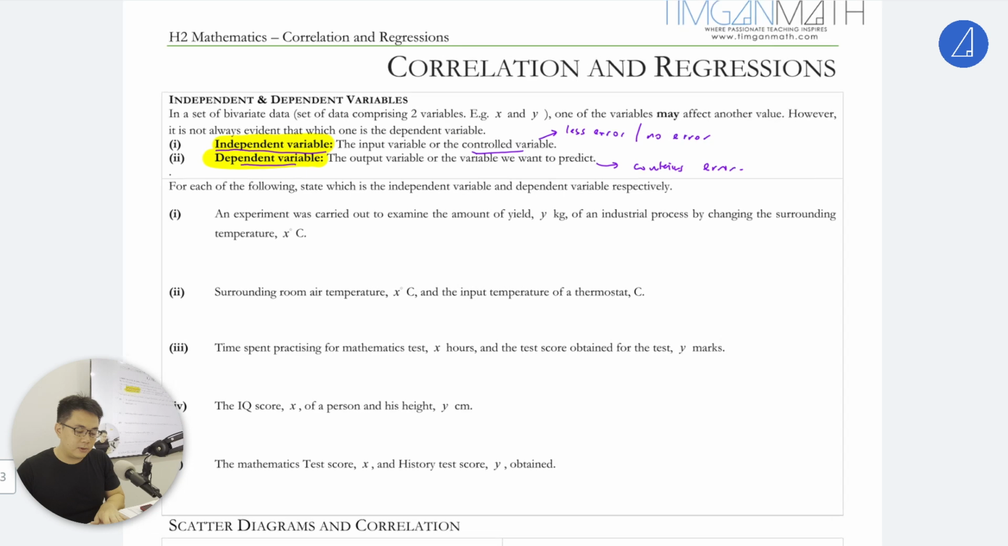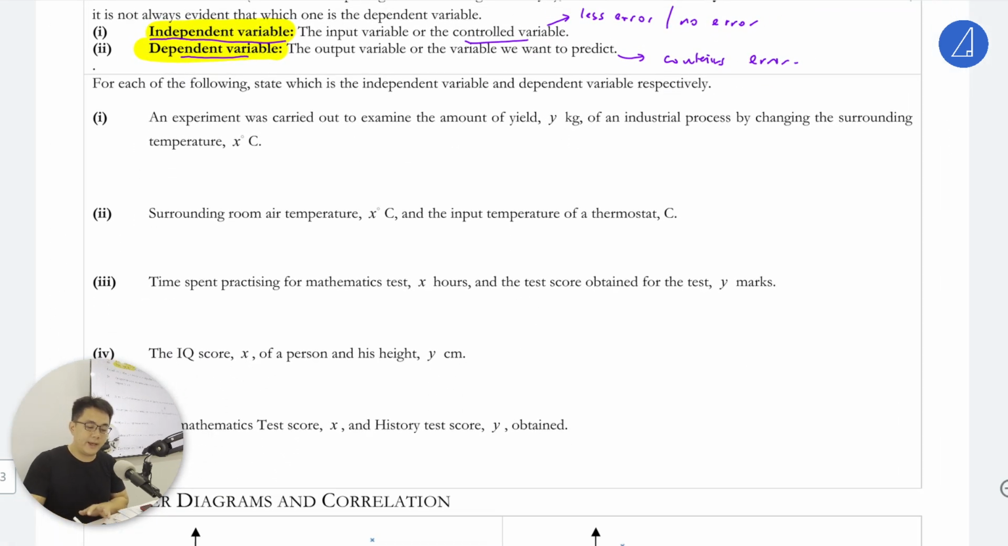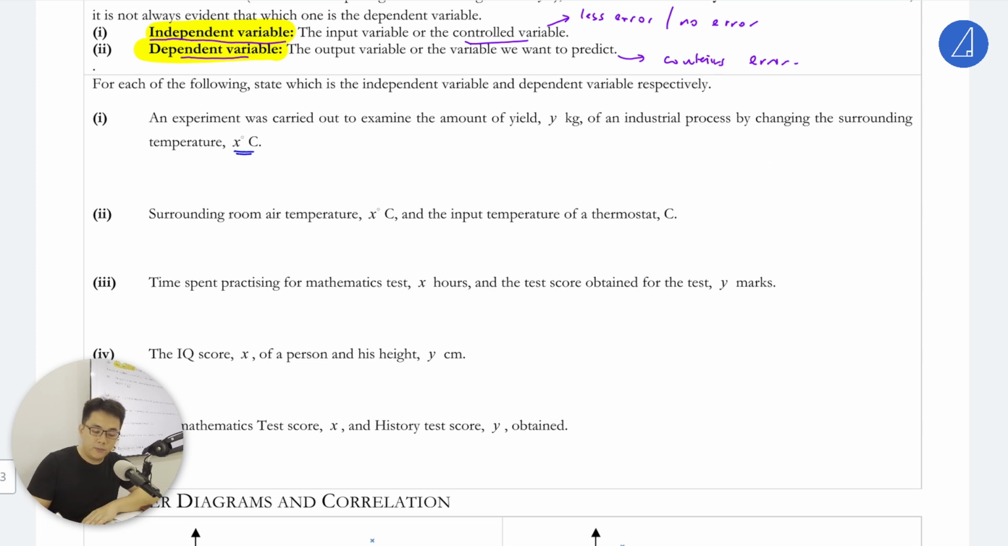So let's look at some of these examples here. For example, an experiment was carried out to examine the amount yield, y kg, in an industrial process by changing the surrounding temperature x degrees Celsius. So do you know which is the independent variable and which is the dependent variable? You just quickly write down. Independent variable will be x Celsius, right? Because you can control the temperature, right? The dependent variable, the one that you can't really control, is essentially the y kg, the amount of yield.